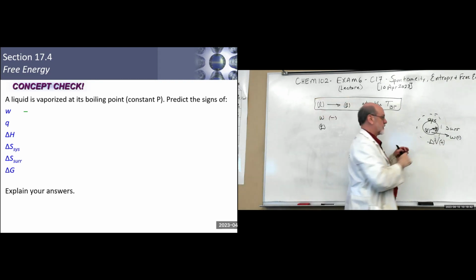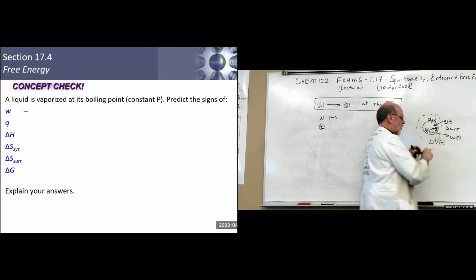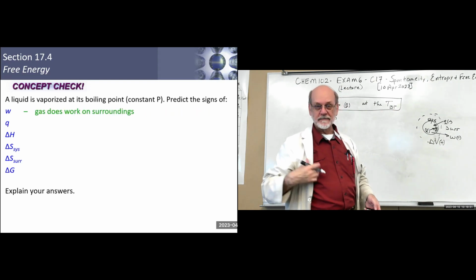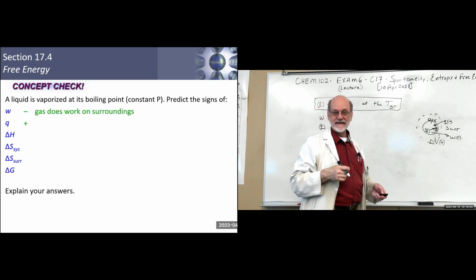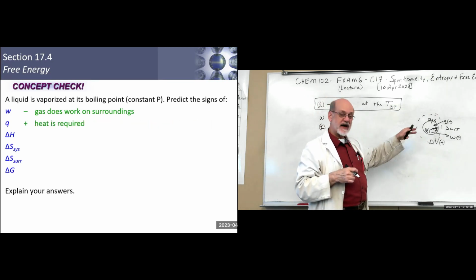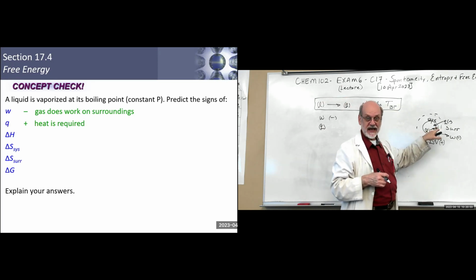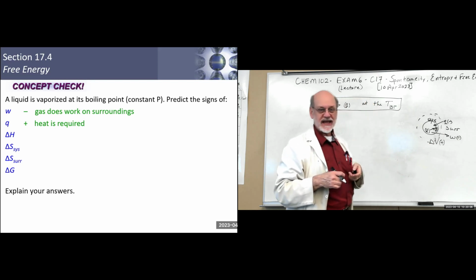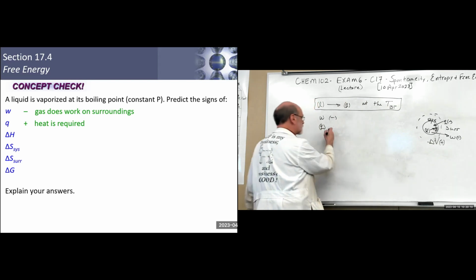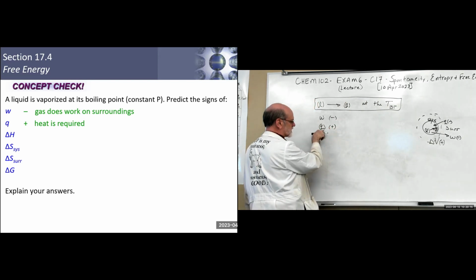How's the heat being transferred? Q is going into the system in order to make this phase transformation occur. Heat is required. We must provide heat from the surroundings in order to phase change from liquid to gas. How about delta H? Well, pressure is constant, right? If pressure is constant, then delta H is the same as Q.